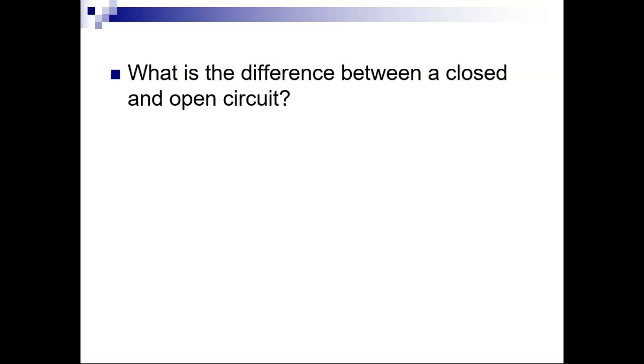So back to what we were talking about. What is the difference between an open and a closed circuit? A closed circuit is whenever the circuit's able to flow uninterrupted, and the open circuit is whenever like a switch or something is turned off and it breaks the flow of the current. Very good. That is exactly right.